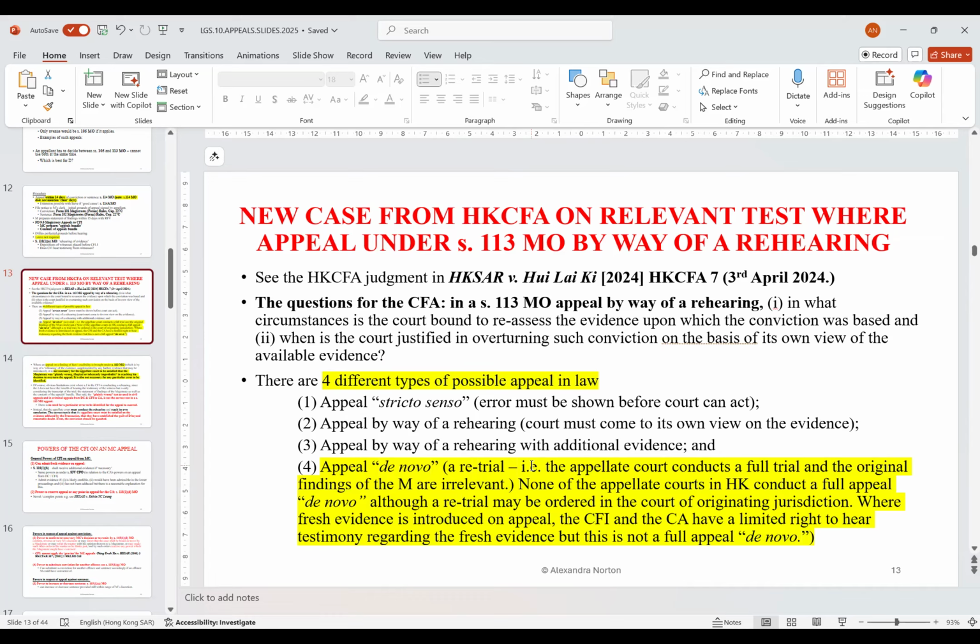And a full retrial would be where the witnesses are called and they testify in court. What the courts on appeal can do is order the court of originating jurisdiction to conduct a retrial. But an appeal de novo is where the appellate court actually conducts the retrial. And that power is not something that we see in our statutory provisions in Hong Kong. Where fresh evidence is introduced, then the Court on Appeal in the CFI and CA have a limited right to consider testimony regarding that fresh evidence because it was never introduced in the original trial, but it's not what we consider to be a full appeal de novo.